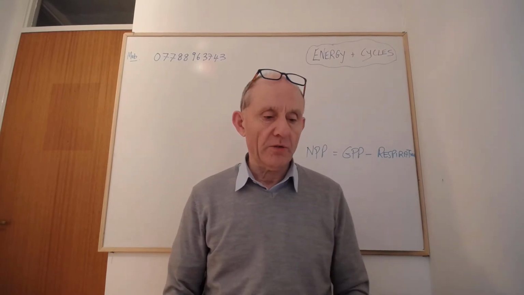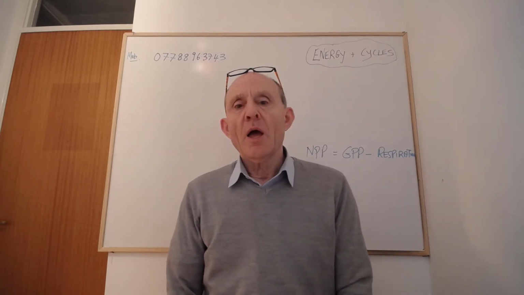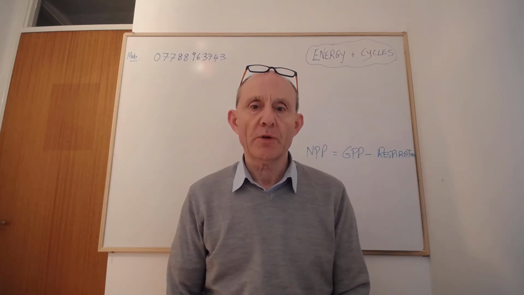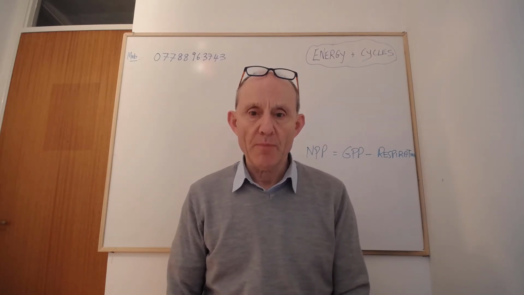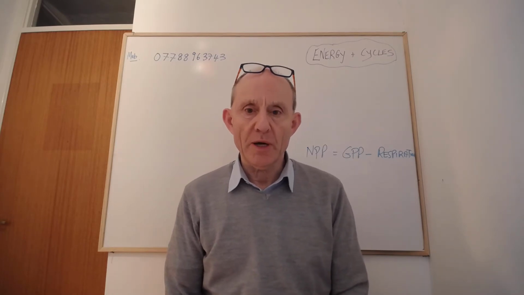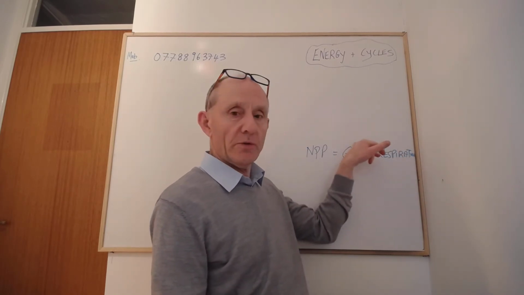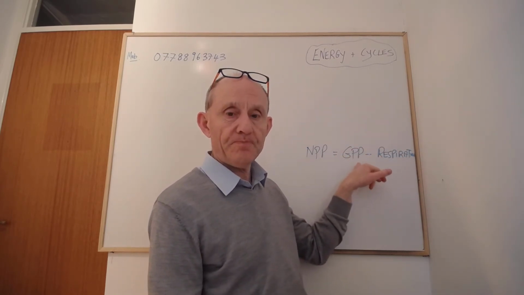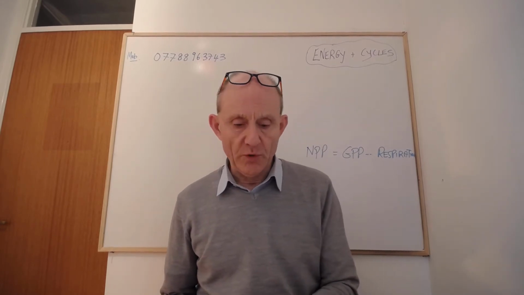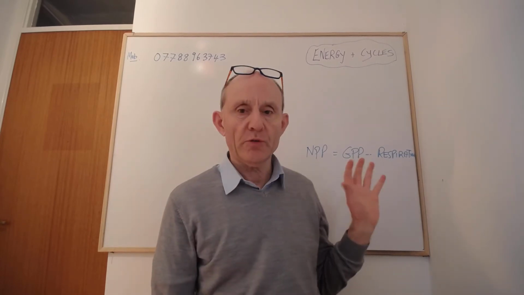Now that takes me on to energy loss by plants. Energy loss by plants. So this is looking at the process by which plants trap the sun's energy and store it in the plant as glucose. And the energy that's trapped in the plant and stored as glucose essentially is GPP, gross primary productivity.